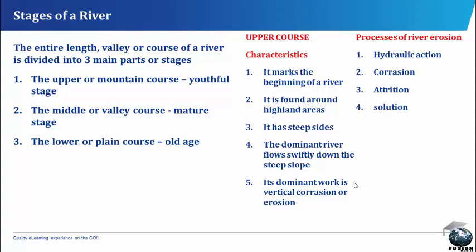The second is the middle or valley course stage. The middle stage has the following features. 1. Wide V-shaped valley. 2. Meander. 3. River cliff and slip-off slopes. 4. Interlocking spurs. The main work of the river is the deposition of materials. There is active lateral erosion. Increase in volume of the river occurs in this stage due to additional tributaries.